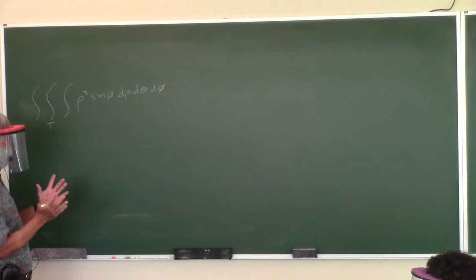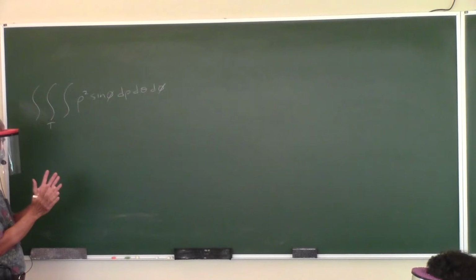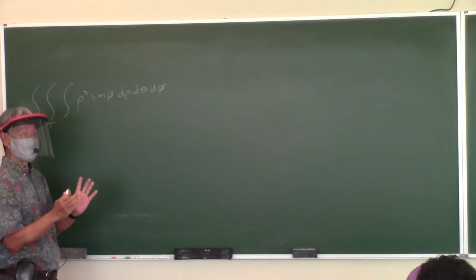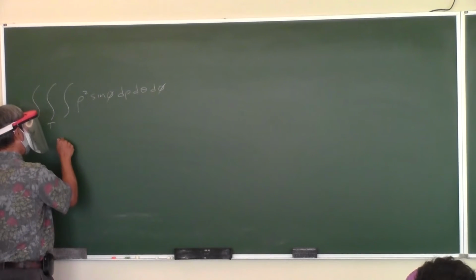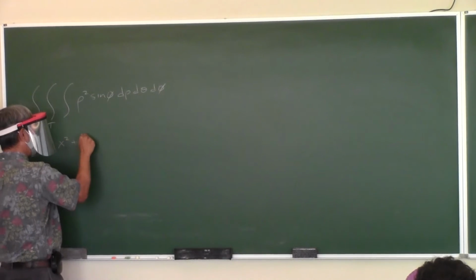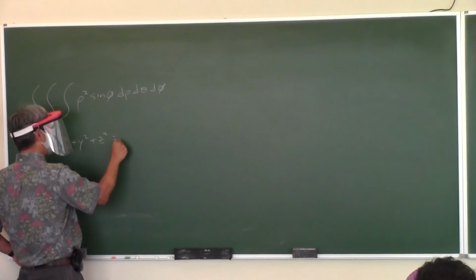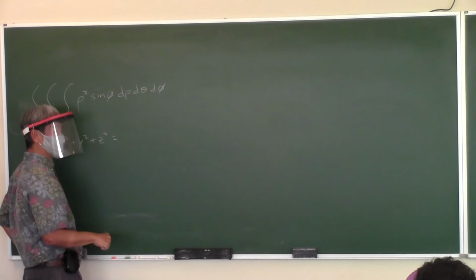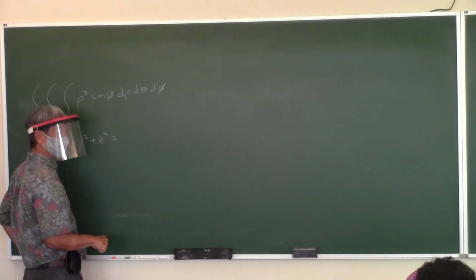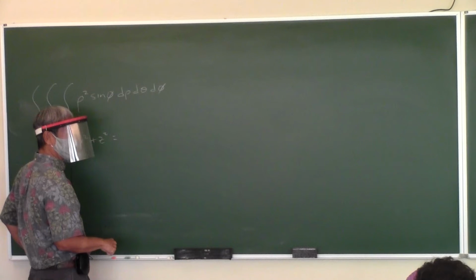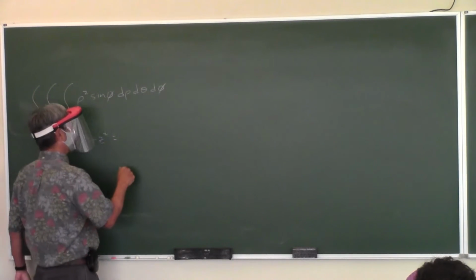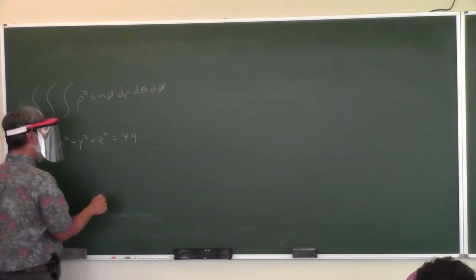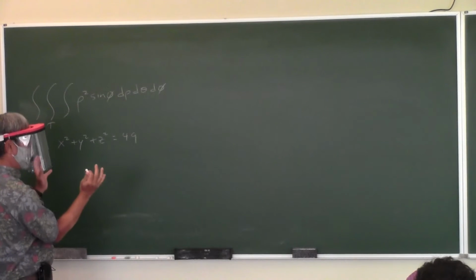So why don't we just go through a problem then? Let me think of one. Find the region bounded by the sphere x squared plus y squared plus z squared equals, give me a number. A reasonable number. 49. All right, we'll go with 49. So we have a sphere of radius 7.